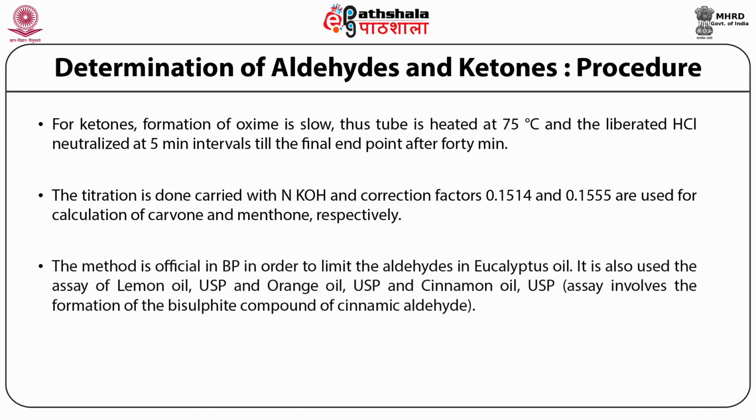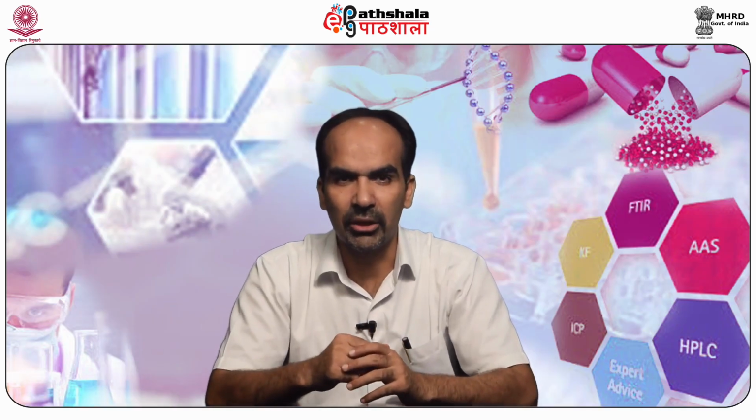This method is official in BP in order to limit the aldehydes in eucalyptus oil. It is also used in the assay of lemon oil USP, orange oil USP and cinnamon oil USP. Let's now understand the determination of cineole in volatile oils.